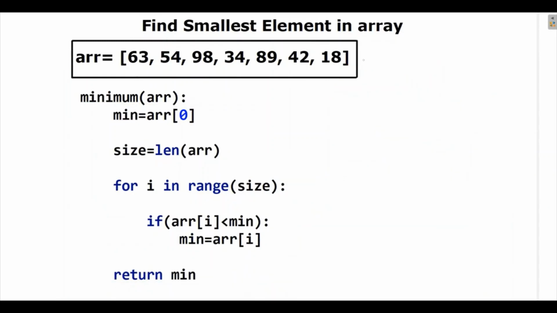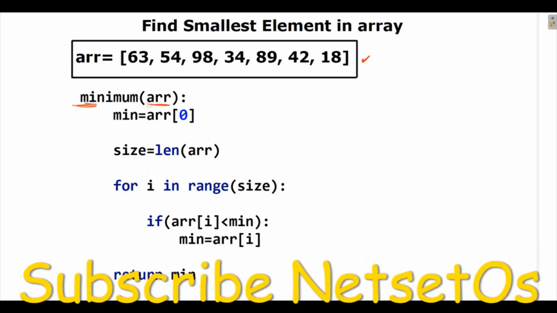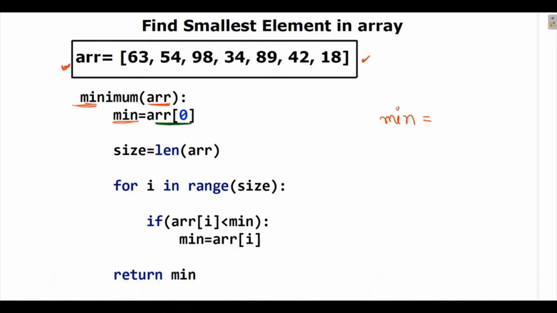Similarly, we have array over here. We have function defined and ARR as an input array. First of all, min. So I'll write min is equal to the first element in an array, which is 63. I'll write over here 63. Then we need to take out size. Size is 7. Then we will enter to a for loop, and I will work from 0 to 6th index.